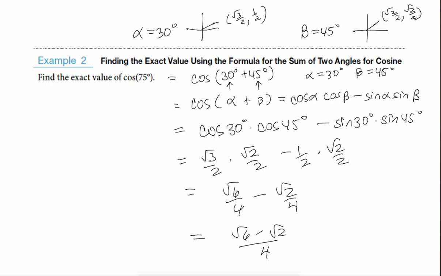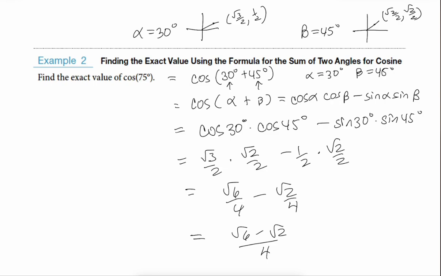Now, how can you check your work? You can throw cosine of 75 degrees into a calculator, make sure it's in degree mode. You'll get a funky weirdo decimal. Put this in parentheses and divide it by 4. You should get a matching weirdo decimal.